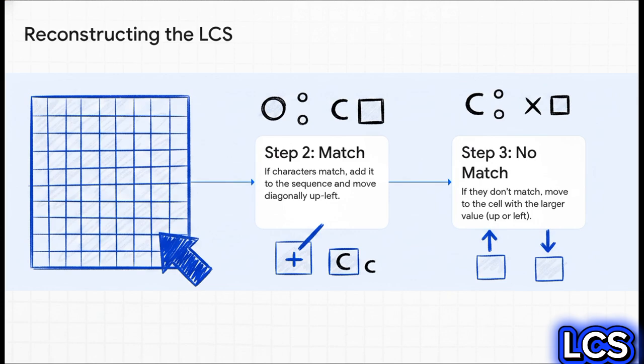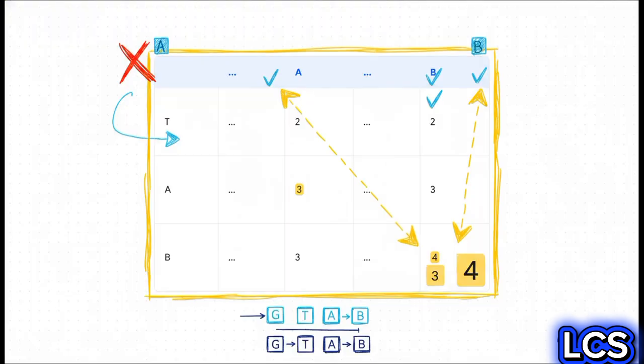If the characters for that row and column match, that character is part of our answer. We add it to our list, and then we move diagonally up and to the left. If they don't match, we just follow the path of the bigger number. We move to whichever cell gave us our value, either the one above or the one to the left. So let's do it. We're at the bottom right, the cell with the 4. The characters are B and B. They match.